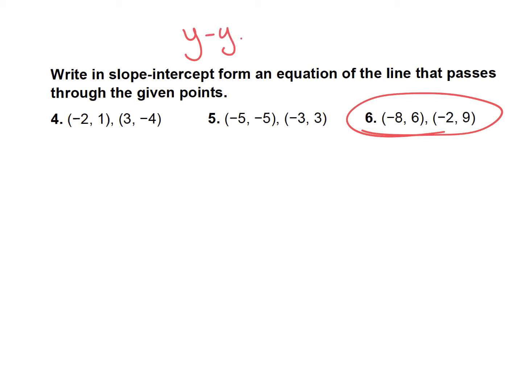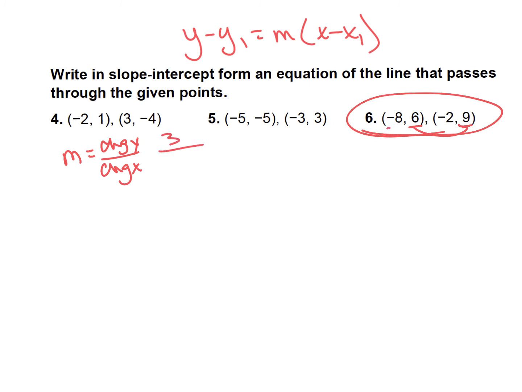Y minus y1 equals m times x minus x1. So I'm going to do it this way first, where I find the slope. So change in y over the change in x. So 6 to 9, that goes up 3. Negative 8 to negative 2, that comes up 6. So my slope is 1/2. I could plug it into the equation. I'm going to do this x, y, this x1, y1.